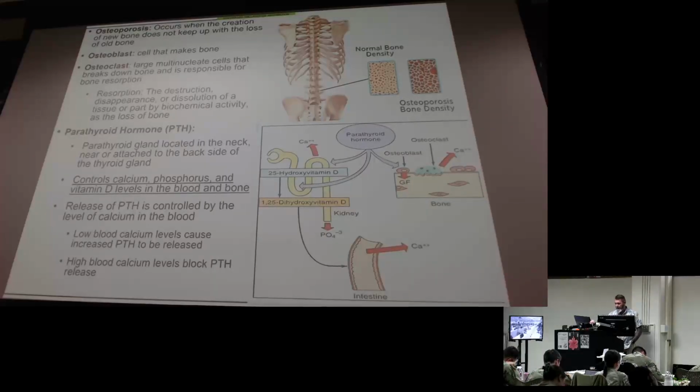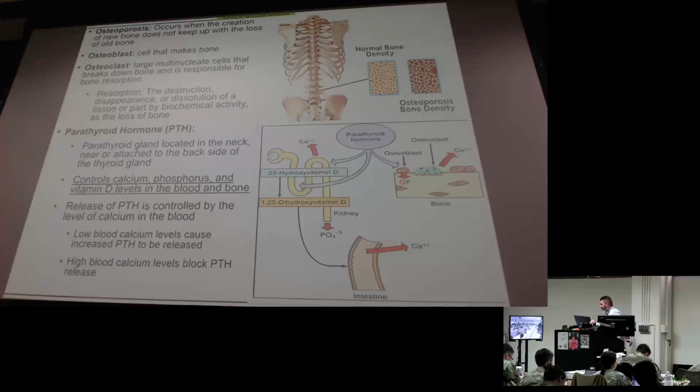work on the osteoclasts. And so the parathyroid hormone in the neck, backside or right by the thyroid gland, is going to control calcium, phosphorus, and vitamin D in the blood and bone. It keeps the balance between those. So basically, calcium in the blood controls what the parathyroid is doing. If you have low blood calcium, then you're going to release parathyroid hormone, right? To put some calcium out of the bone back into the blood. And then the opposite. If you have high blood calcium, then PTH is going to be blocked.